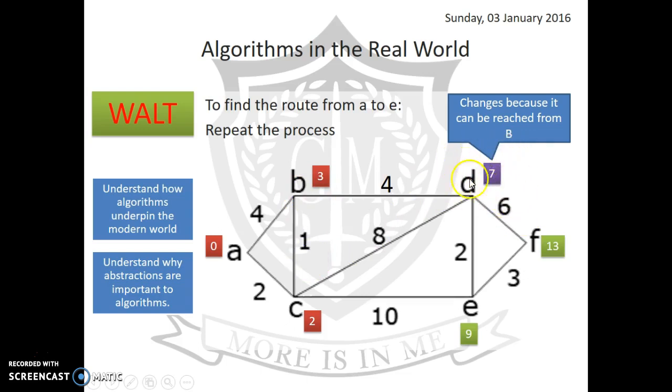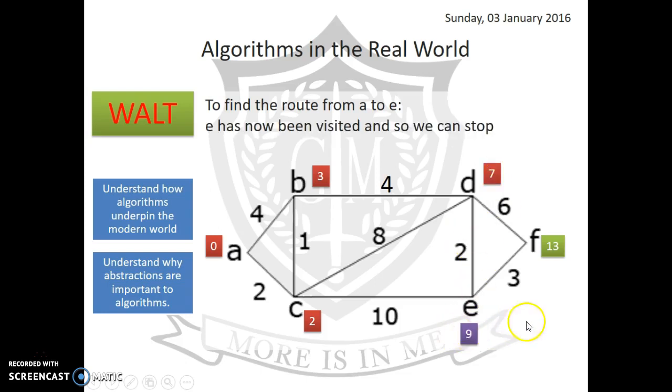We then move, because that's of course the least, and we can find that we can visit 2 more places, one of which is E and one of which is F. And the least of those is E. So 7 plus 2 is 9. We visit that, and then we know we've finished because we've got to our destination. And this is going to be the most efficient route through the network.